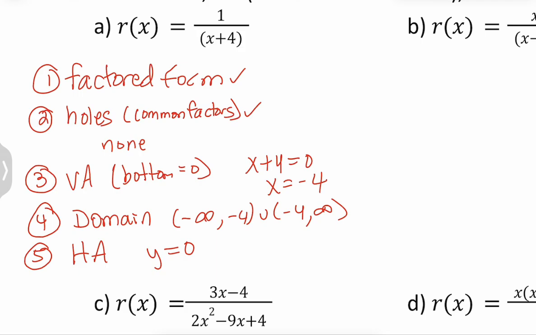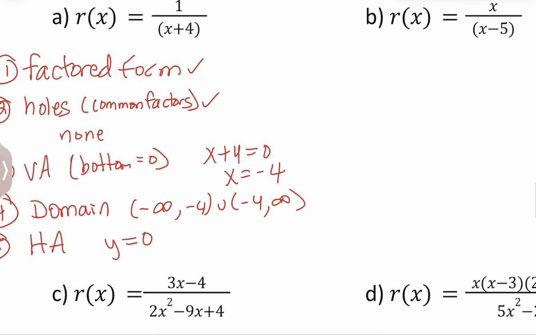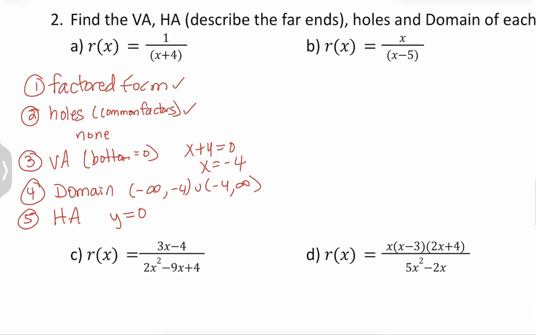No problem. Okay, so now let's go on to part 2B. One, factored form. That's done naturally for that problem. There's no way to factor it. It is what it is. Two, there are no factors that match on top and bottom. The factor on top is x. The factor on bottom is x minus 5. They're very different. They're not the same.